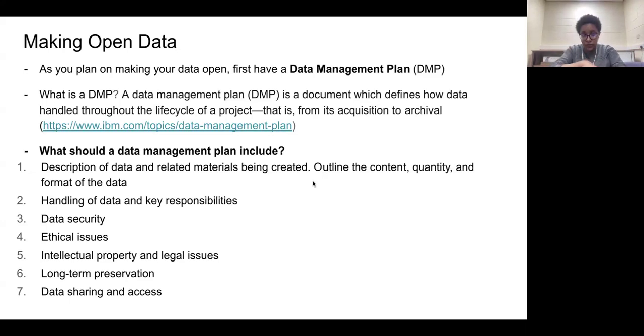In the next few minutes, we're going to be looking at the different components of a data management plan and how we put all this together to think about how we make our data open. We have different components of our data management plan: the description of the data and its related materials, so documentation, metadata, the quality, quantity, just a good description of your data; who is going to be handling the data and the people with key responsibilities regarding that data. It's important to think about the security of the data, and ethical issues attached to it, so whether you're working with sensitive data, intellectual property, and legal issues.